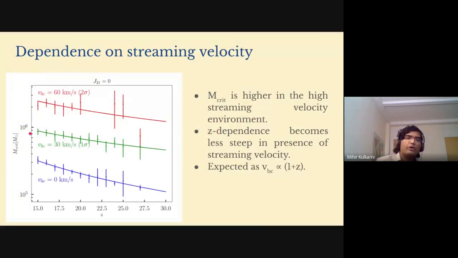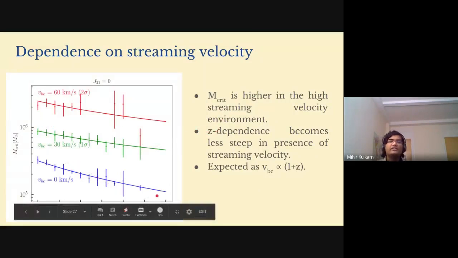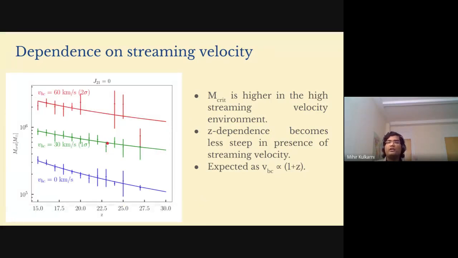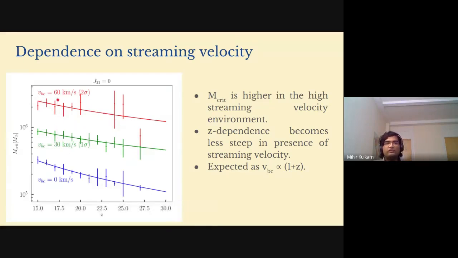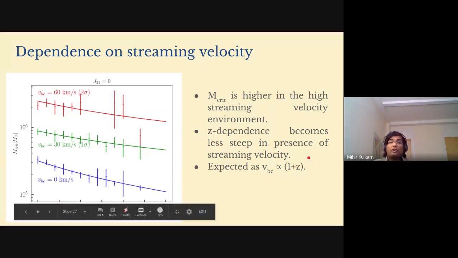This plot shows a similar result for the effect of streaming velocity that I mentioned. Again, the blue line is the case without any streaming velocity, and the green and red lines show the critical mass in a region of high streaming velocity. As we expect, in a region of high streaming velocity, the critical mass is a lot higher. We showed this from our simulations. For typical values of Lyman-Werner radiation and streaming velocity, we find that streaming velocity is more important.